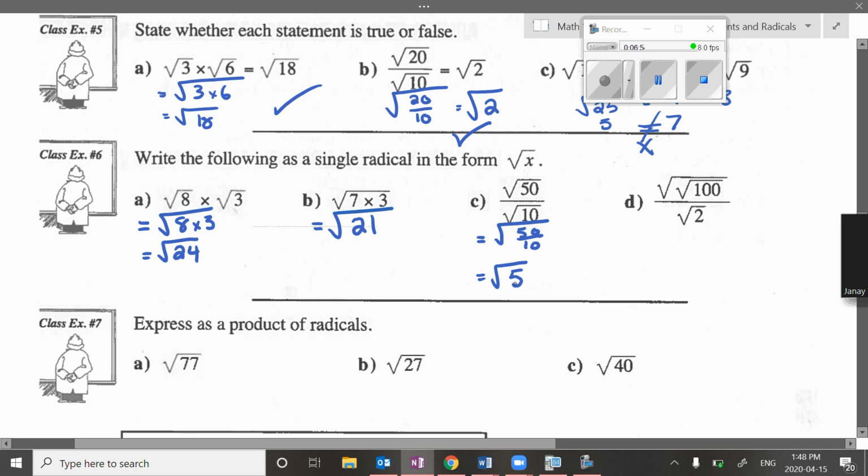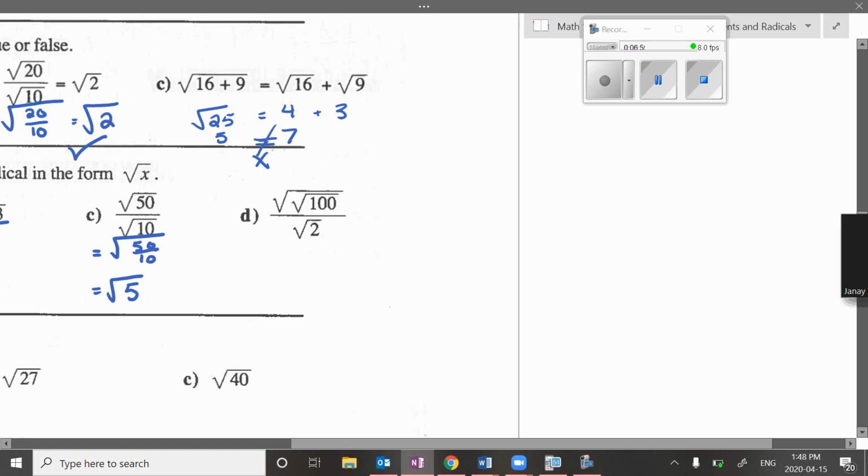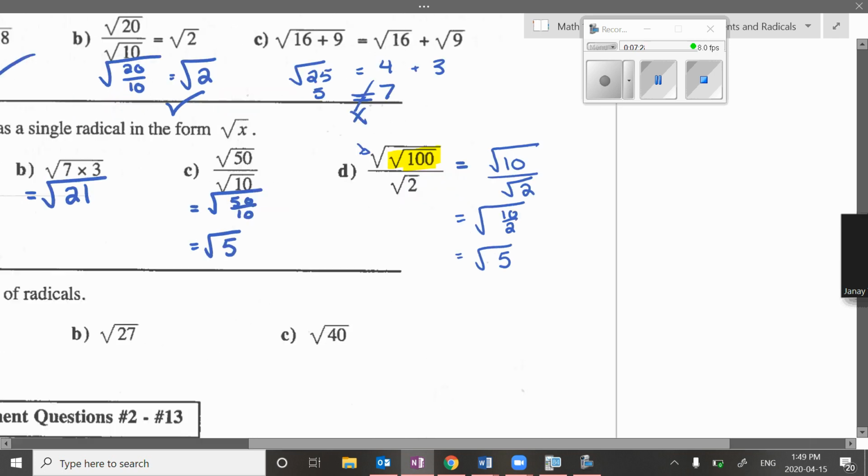This next one's a little bit tricky. We have a couple roots going on here right now. The square root of 100, let's do that piece first. It's like there's an imaginary or hidden bracket on this piece. The square root of 100 is 10. We still have that original root there, and then this is over 2. Now I can write this as 10 over 2, which is then the square root of 5. You kind of have to break this one into those pieces because I have this double root happening here initially.